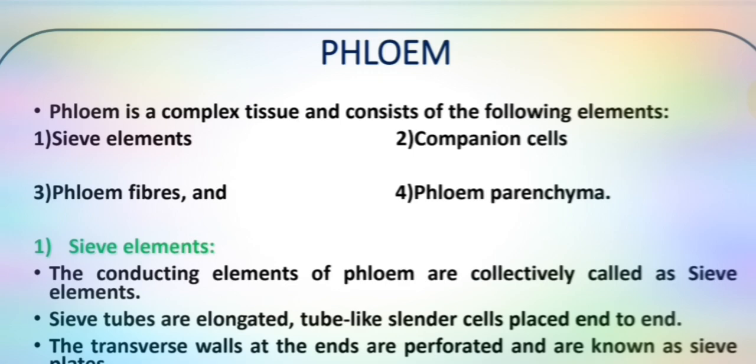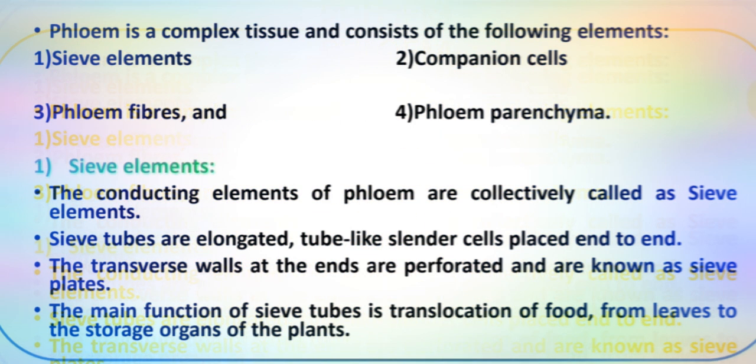Now these sieve tubes are elongated. They are very lengthy cells, stretched very long. And these cells are tube-like, slender, very thin, and they are placed end to end. So these sieve elements are placed one above the other as a vertical row of cells.